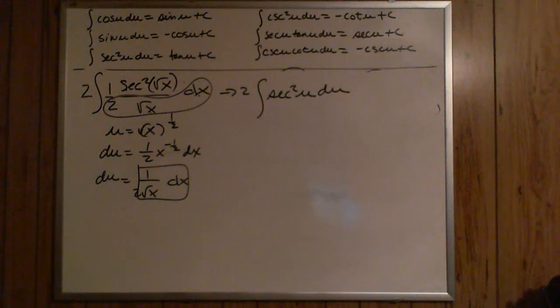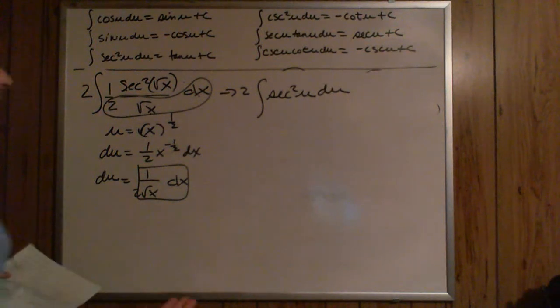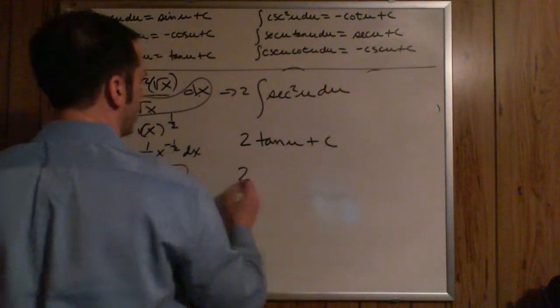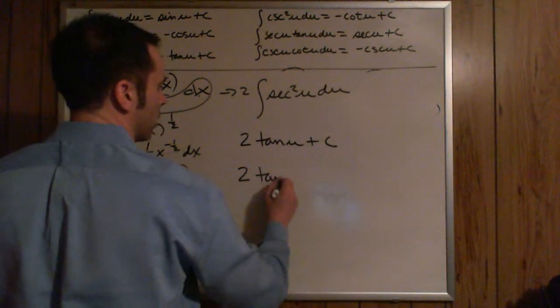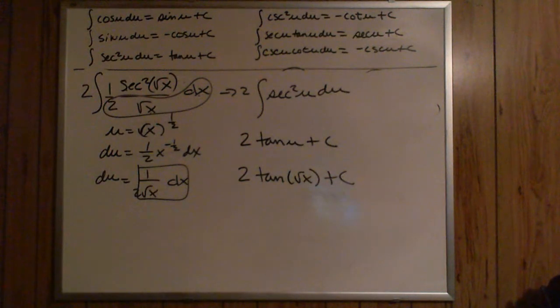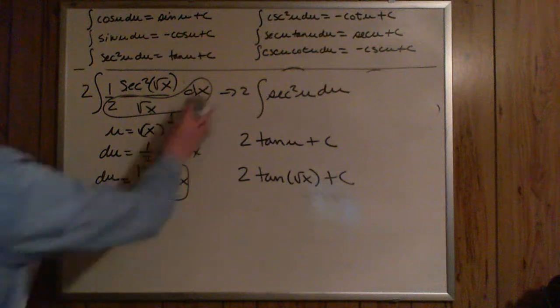And what function has a derivative of secant squared u? Well, it's tangent u. So this equals 2 tangent u plus c. So this is 2 tangent of root x plus c. And there's my most general antiderivative.